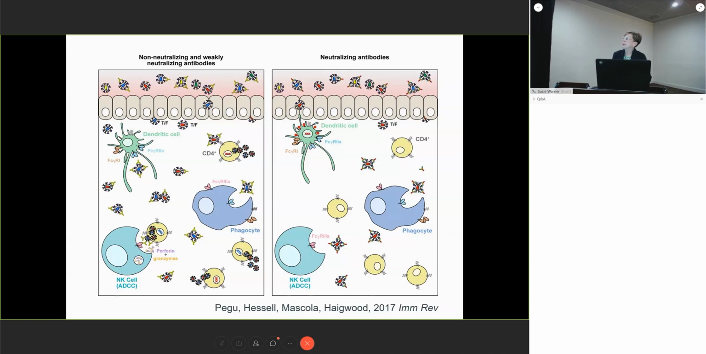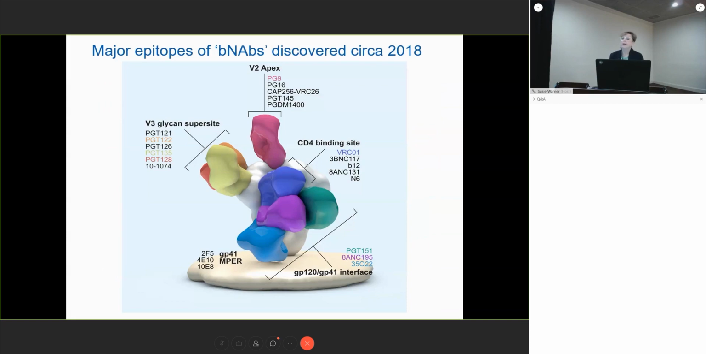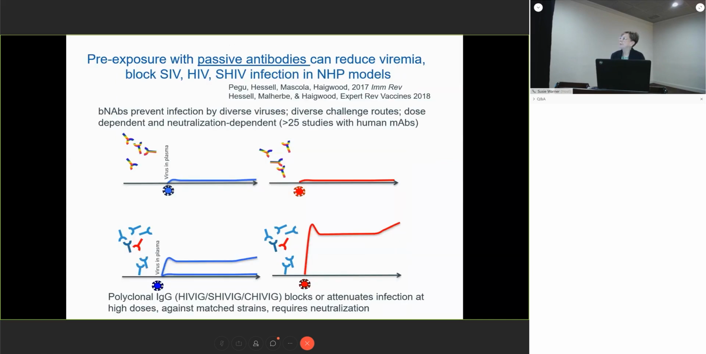When it comes to neutralization, we are fairly confident that at least one of the activities is to block infection and mop up things on the inside. And it's really those antibodies that I want to focus on today. You've heard about the structure of the envelope. This is just a quick reminder that there are several different places in the trimer that are vulnerable to attack by these bNAbs, and we now have a nice little arsenal of them. So that's what we've done with them.